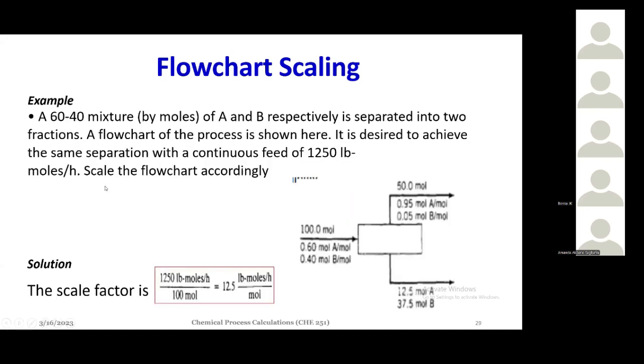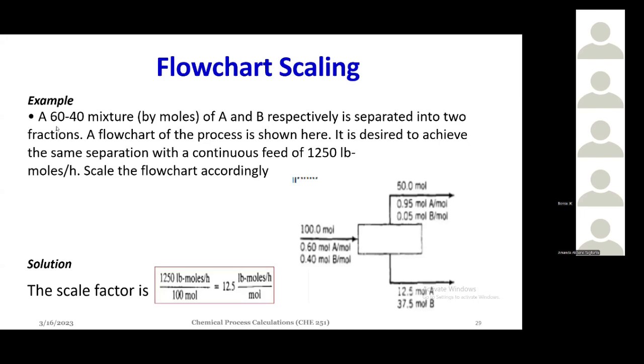So for instance, you can try this example here. A 60-40 mixture by moles of A and B respectively is separated into two fractions. A flow chart of the process is shown here. It is designed to achieve the same separation with a continuous feed of 1,250 pound moles per hour. Scale the following chart accordingly.